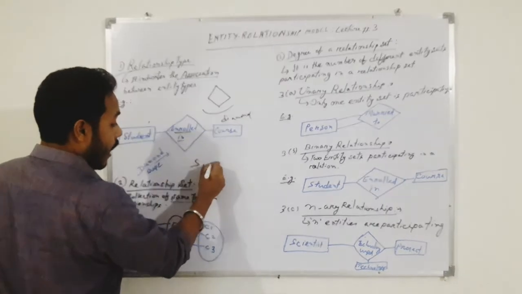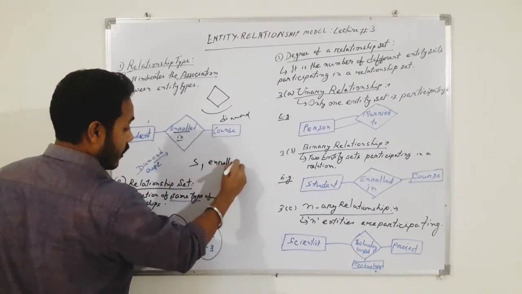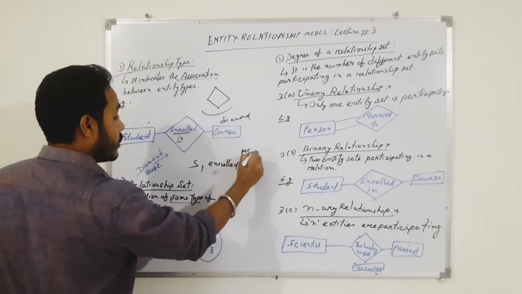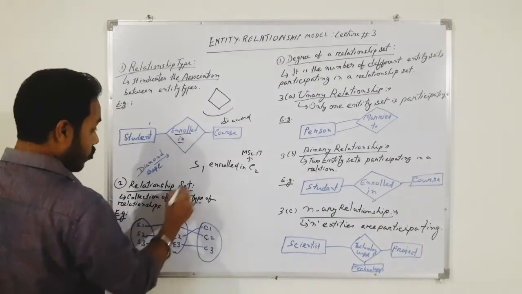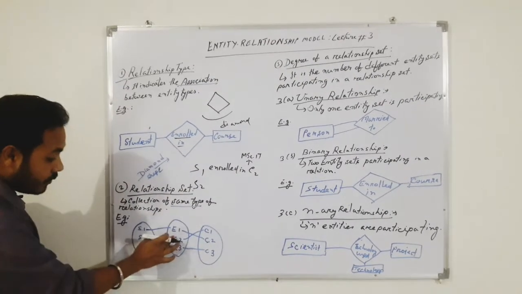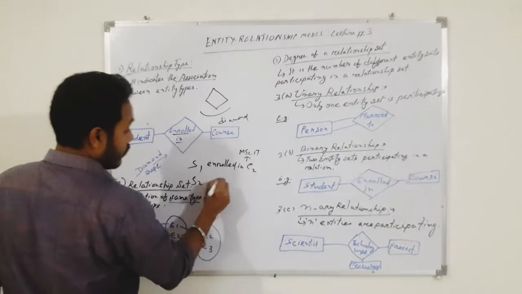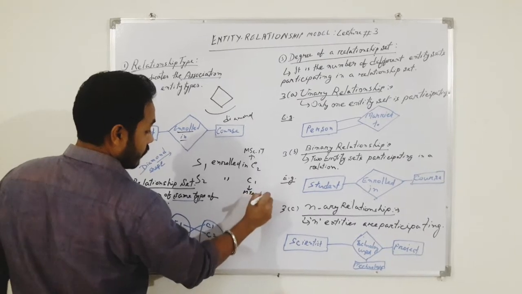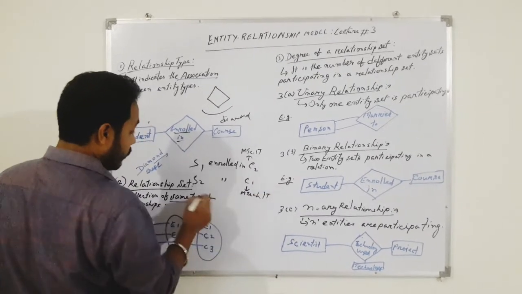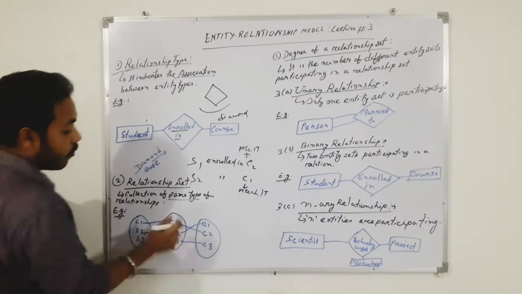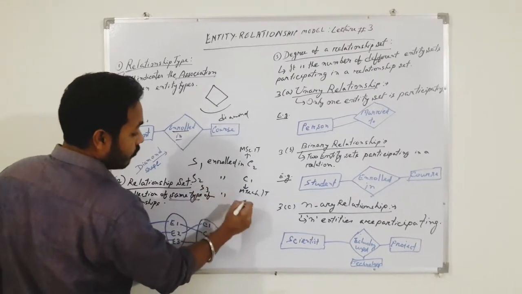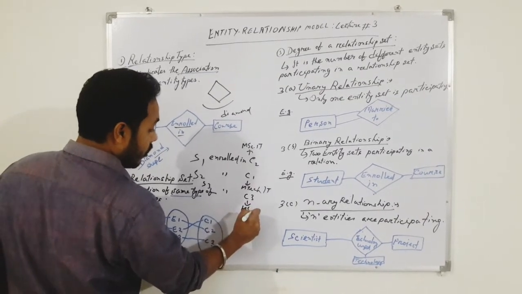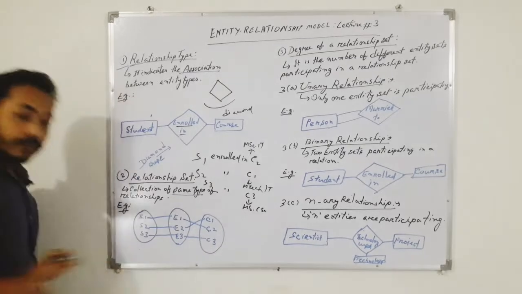The S1 student enrolled in the C2 course, and C2 may be, say, MSc IT. S2 enrolls in C1, and C1 say is MTech IT. Then S3 enrolls for C3, and say C3 is our MS in computer science. Got it?